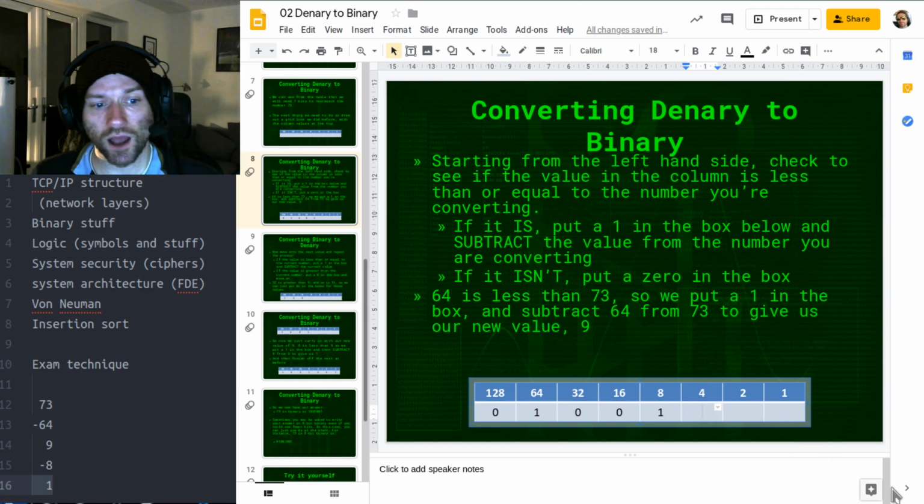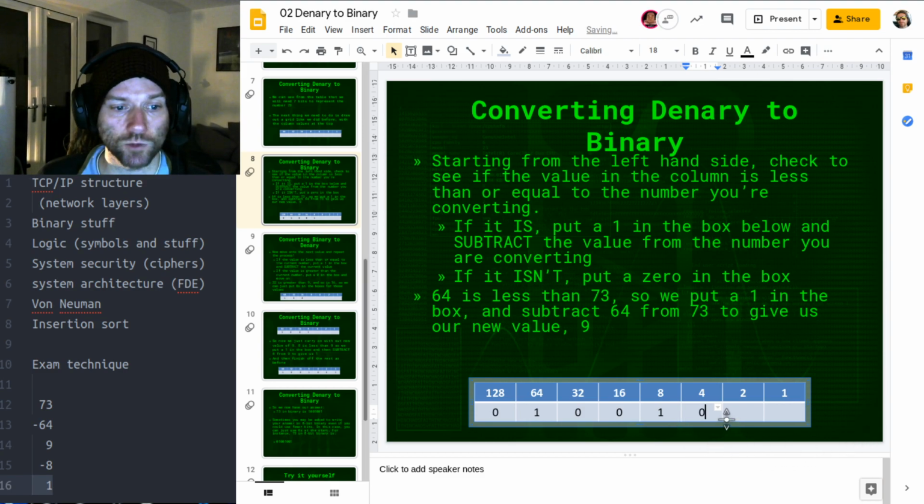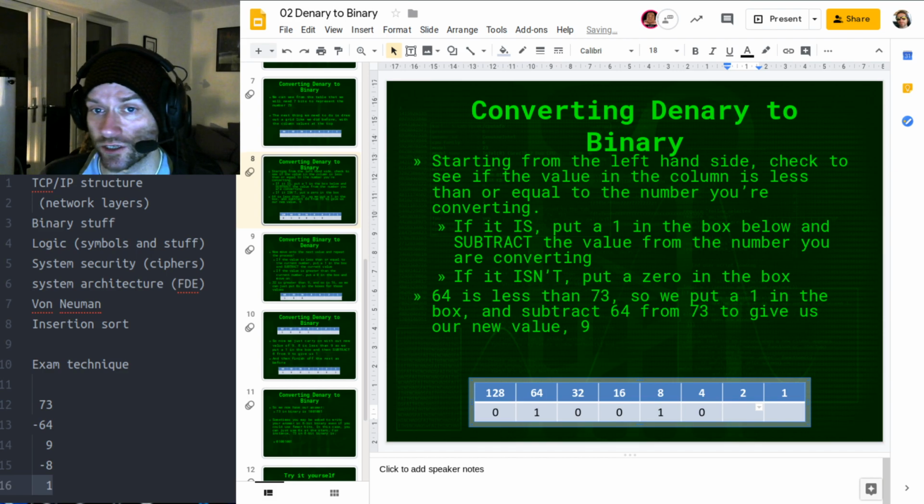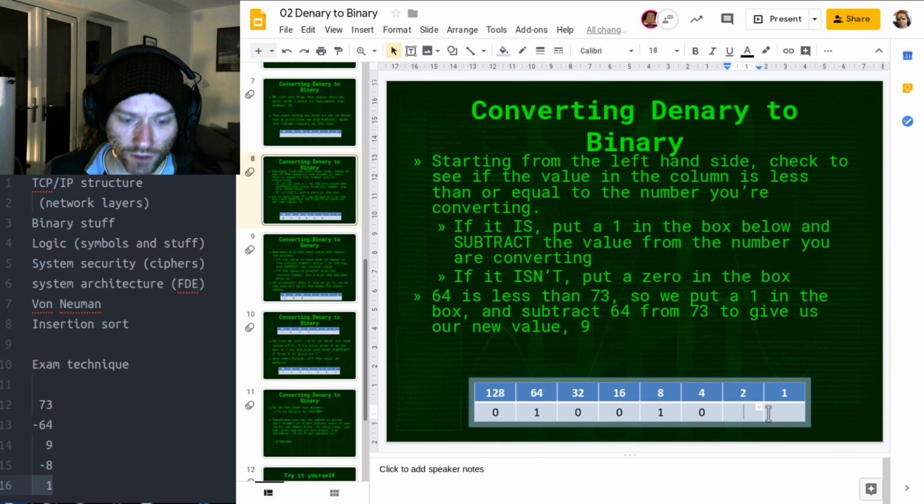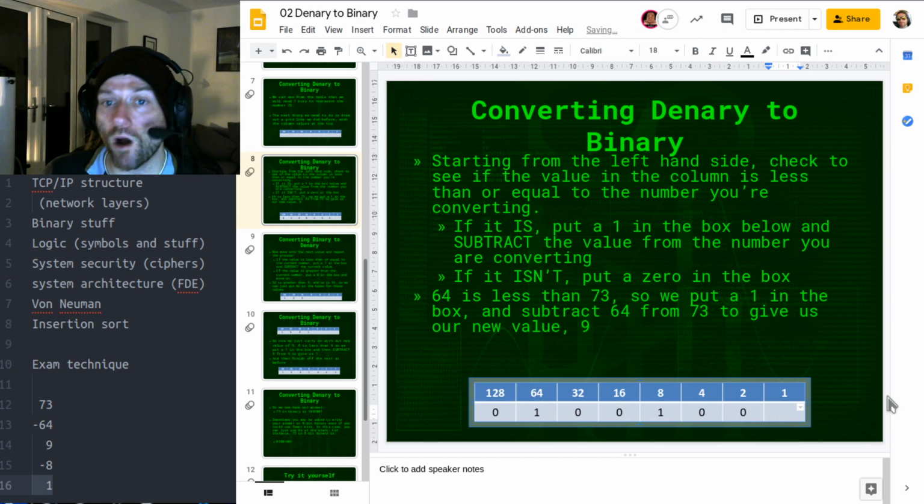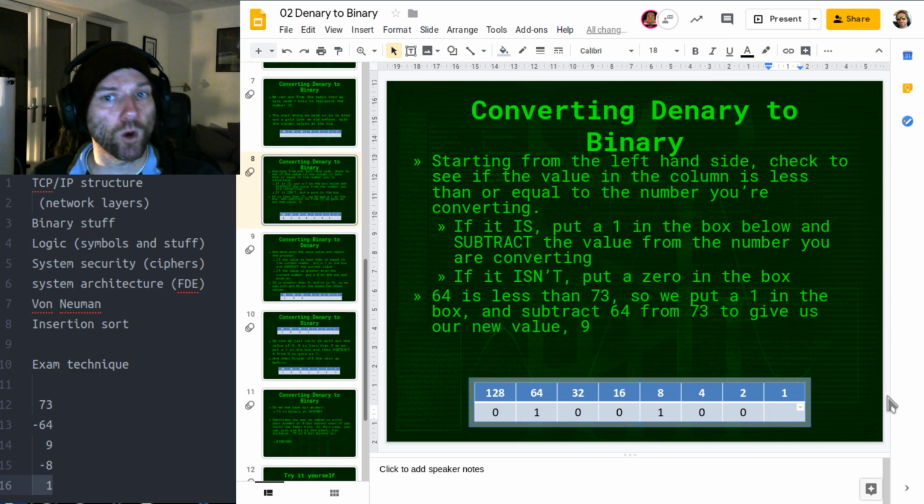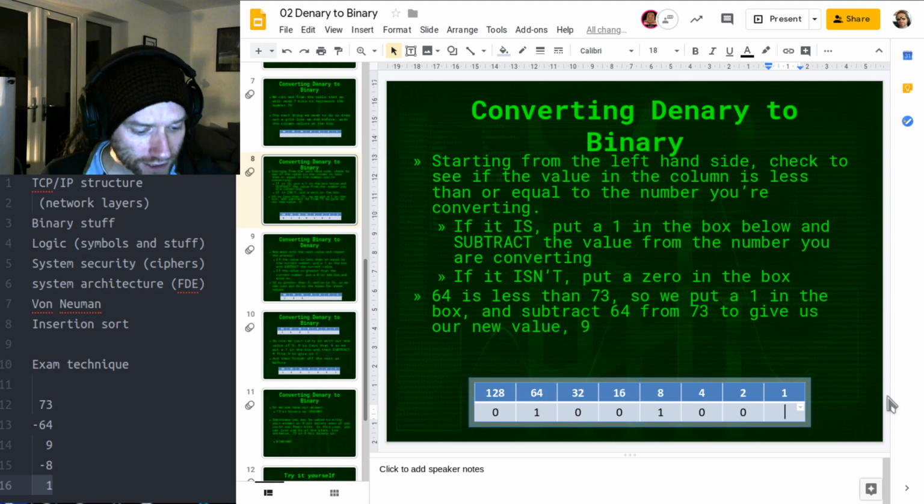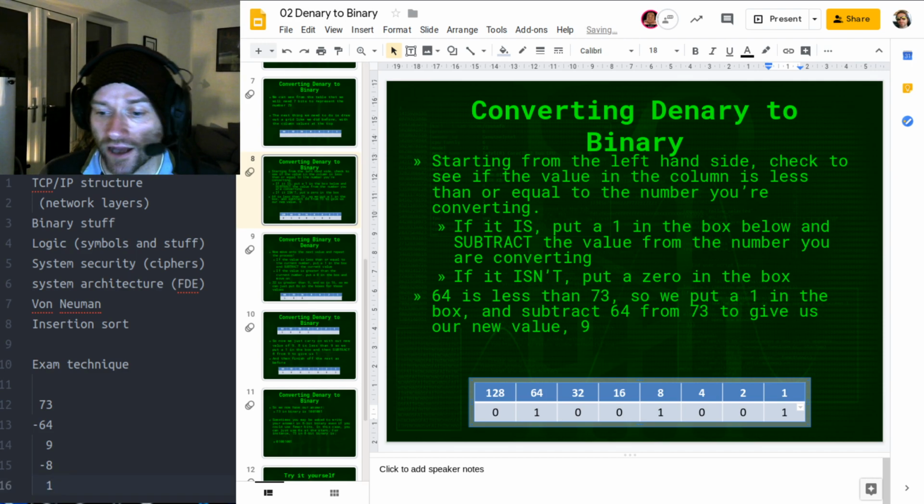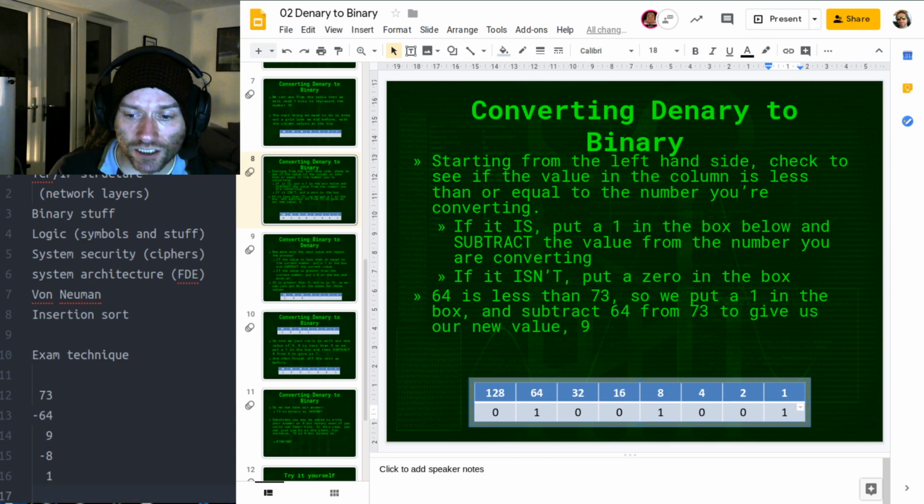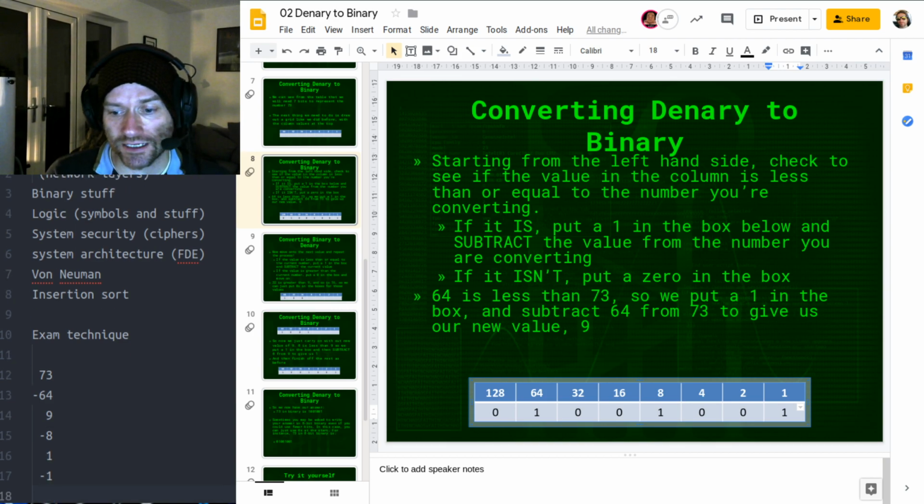1 is less than 4. I can't fit any 4s into 1. 1 is also less than 2. I can't fit any 2s into 1. Why is that not typed? There we go. 1 is equal to 1. I can fit one 1 into 1. That was a silly line, wasn't it? Okay, so I put a 1 there, and then I'm going to subtract this 1. The reason I'm doing that is for checking purposes.